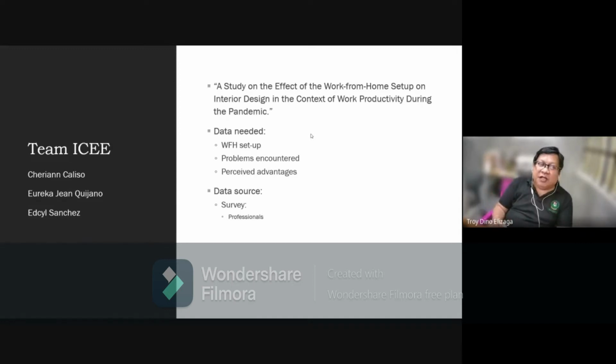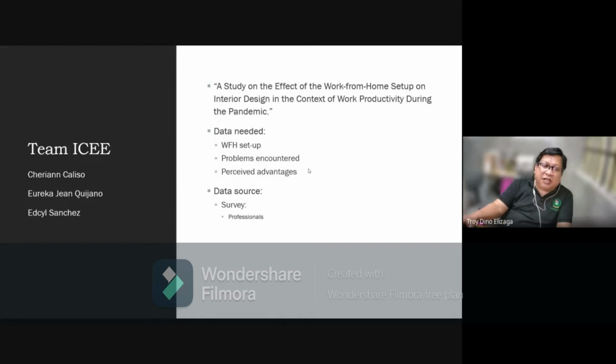For the Team IC, study on the effect of work from home setup on interior design in the context of work productivity during the pandemic. So you need data on the setup that is being used by professionals and the problems encountered, and then of course the perceived advantages. I wanted to know, for example, whether what they perceived is actually realized, because a lot of people might say, "Ah, this is better because of this and that," but then is it really? So that's a good thing to discover in a research like this.